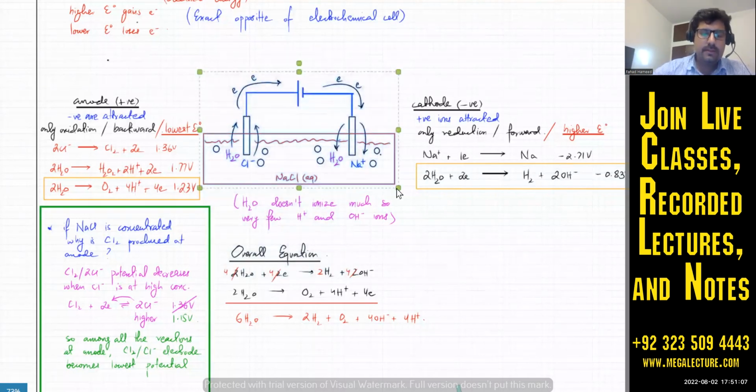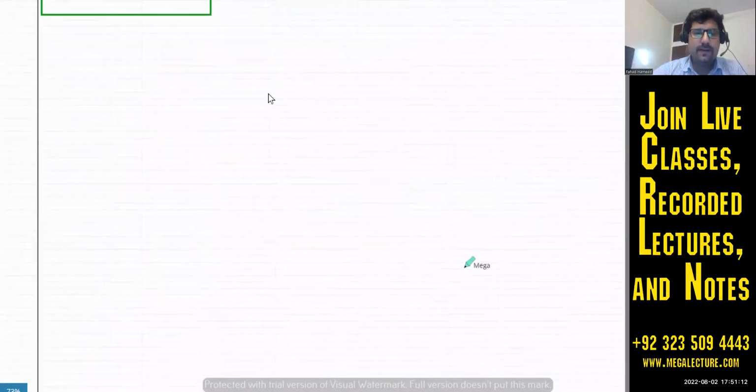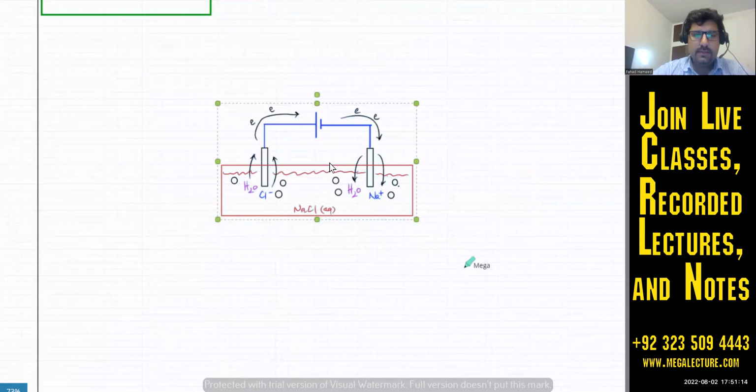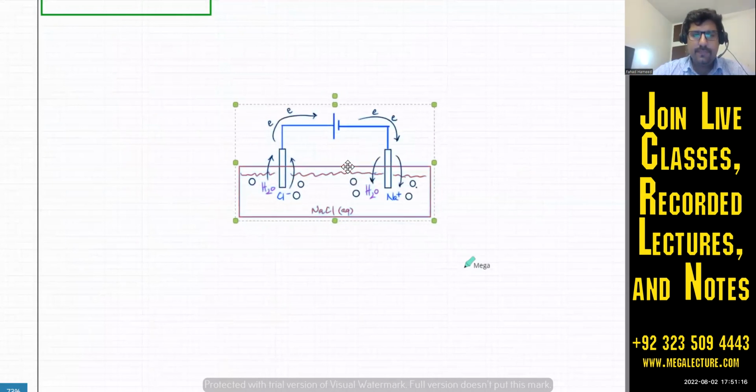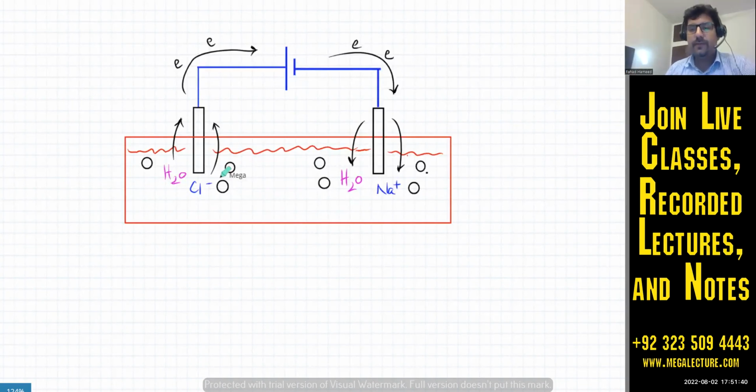So let me just copy this. Okay, I'm going to do the electrolysis of copper sulfate. This is your diagram for electrolysis. In this diagram we're going to have copper sulfate aqueous. It's not going to be NaCl, it's going to be CuSO4 aqueous.